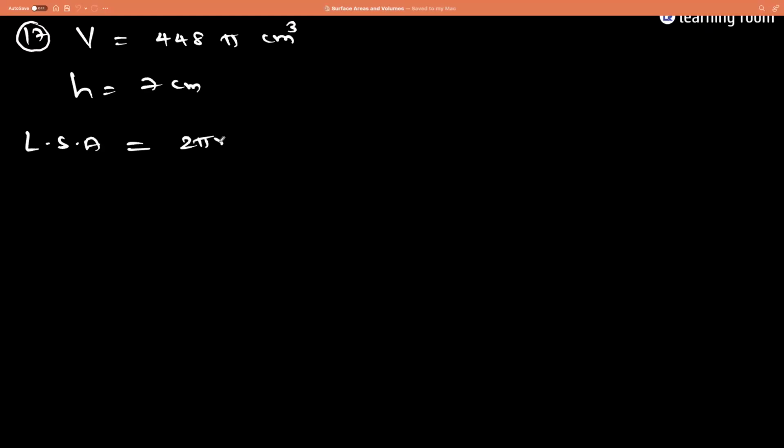So look at example number 17. The volume of a cylinder is 448 pi centimeter cube. The height is 7 centimeter. Find its lateral surface area and the total surface area. The lateral surface area of a cylinder is 2 pi RH, and the total surface area is equal to 2 pi RH plus 2 pi R square.